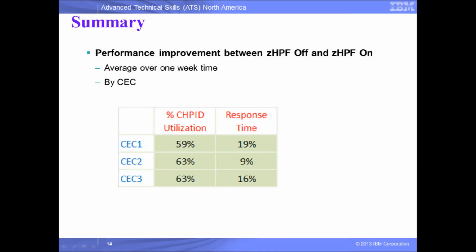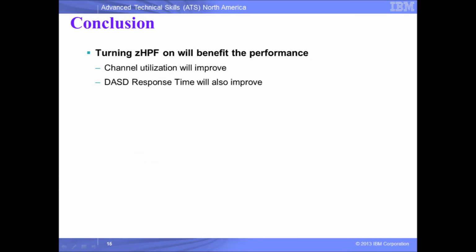This is the summary chart showing the performance metrics for the three CACs. It is a summary for the week. As I have shown before, on CAC1, the channel utilization improves by 59% and the response time improves by 19%. For CAC2, the numbers are 63% and 9%, and for CAC3, it is 63% and 16%.